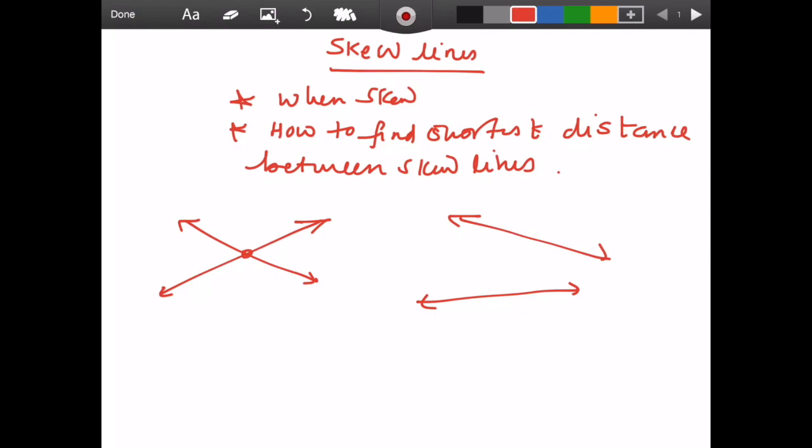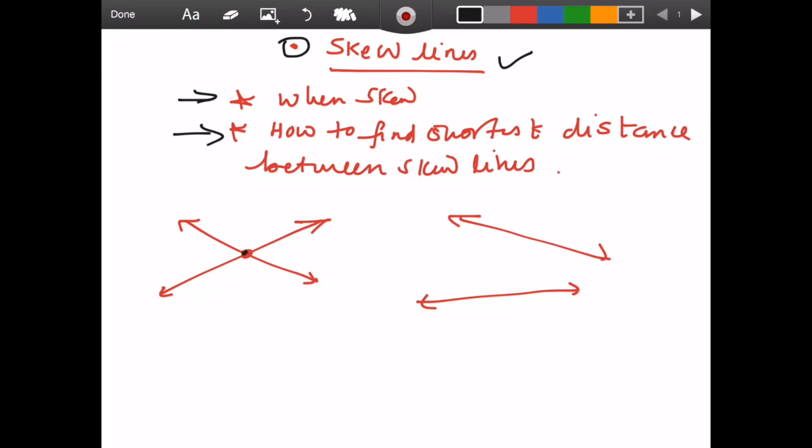Hi everyone, this video is going to cover first of all what are skew lines. First I'm going to talk about the skew line concept, and I'm going to teach you when the lines are skew. How do you find the shortest distance between skew lines? So these are going to be the objectives of this video.